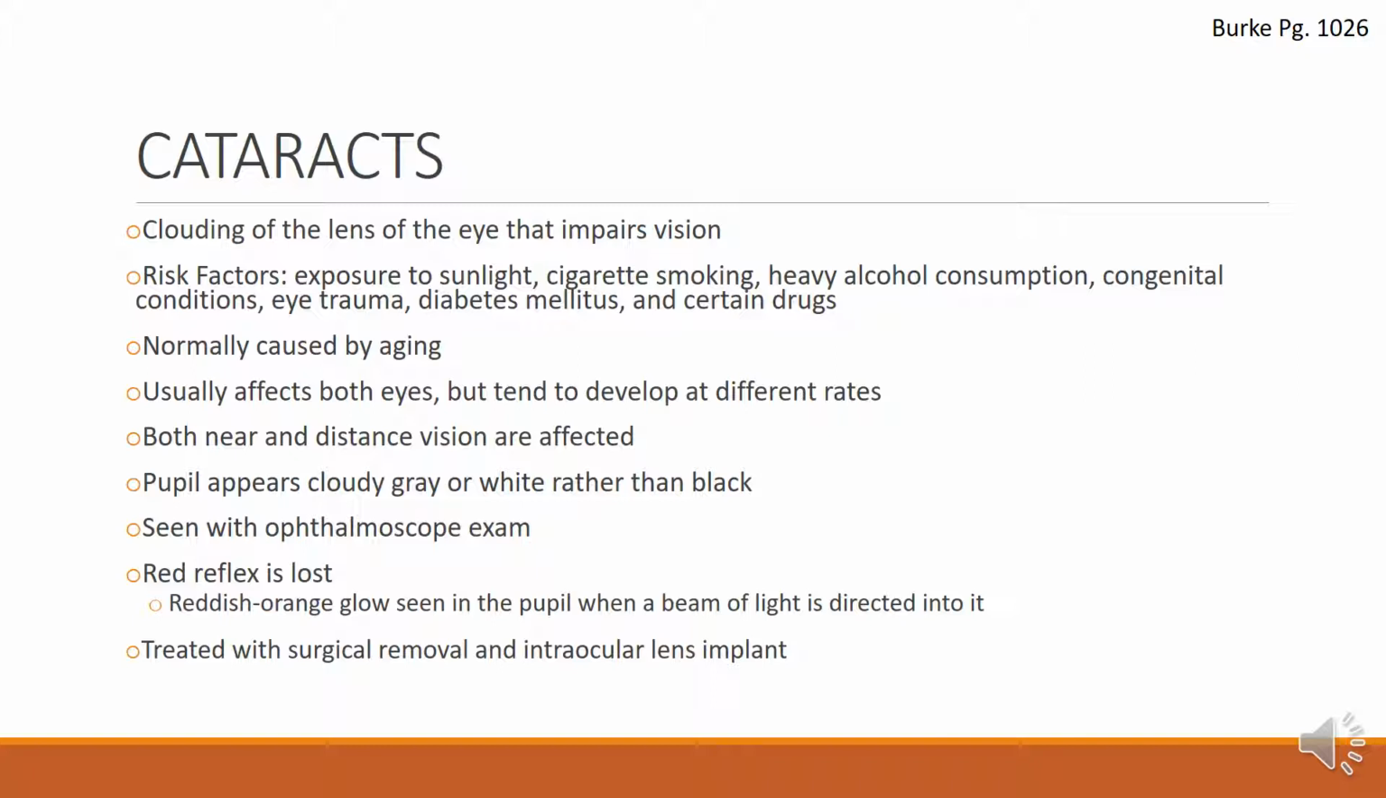So what this is, when they shine a light in the eye, you normally can see a reddish orange glow in the pupil when that beam of light is directed into it. These patients that have cataracts are not going to have that. And it's going to be treated with surgical removal and intraocular lens implants.